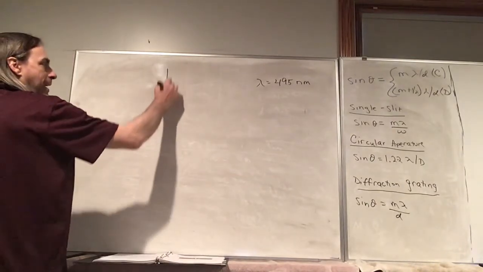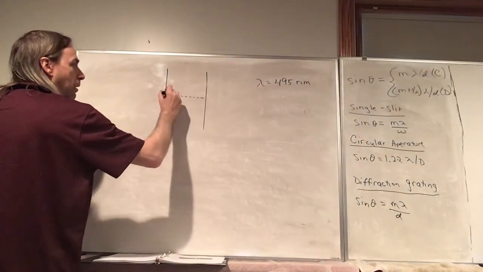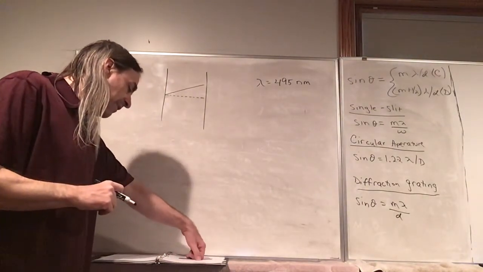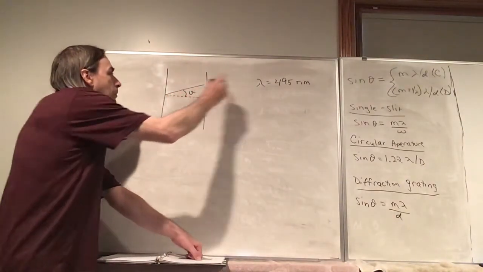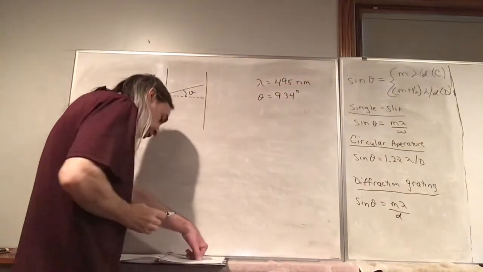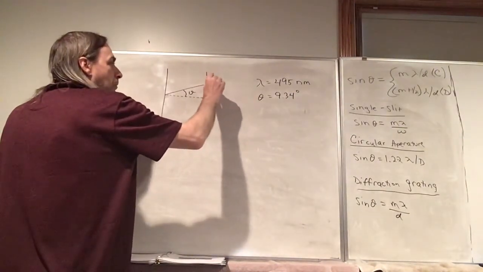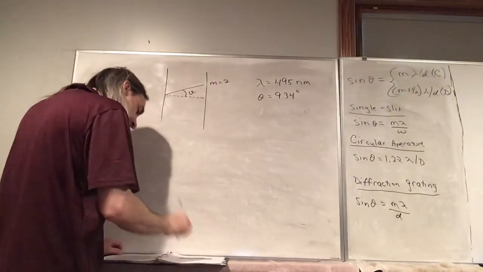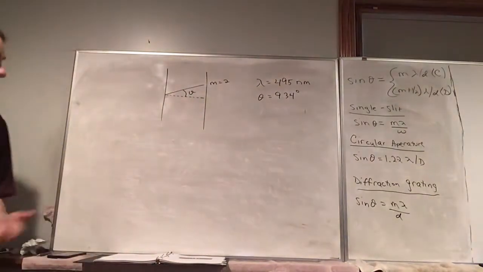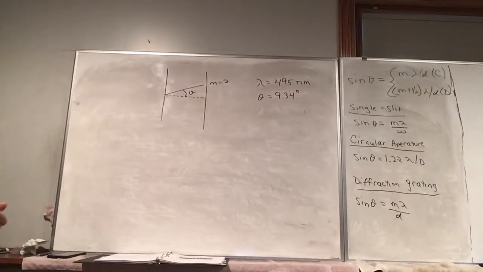So we have our diffraction grating here, whose position is defined by an angle of 9.34 degrees. This is for m equals 2. So let's see, second order bright fringe, whose position is defined by that angle. So the question is, how many lines per centimeter does the grating have?